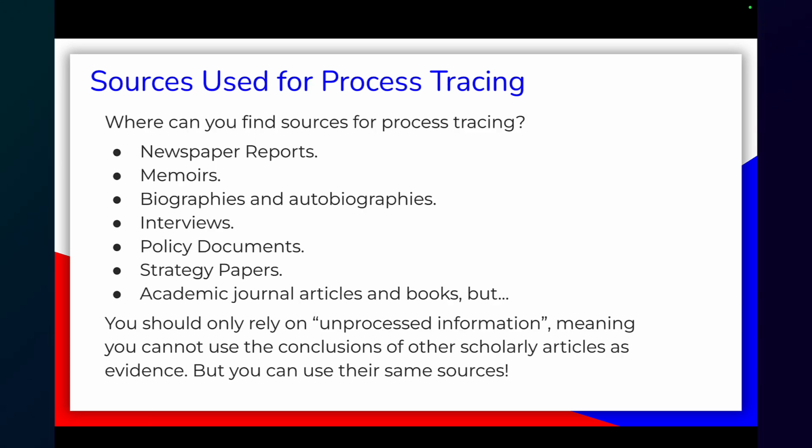So where can you look for these kinds of statements for process tracing? Unlike your literature review, where sources have to be peer-reviewed journal articles, these could be in newspaper reports, biographies, autobiographies, memoirs. They're often in interviews of some kind, but you can also have sources for process tracing from things like policy documents, strategy papers, and academic journal articles.